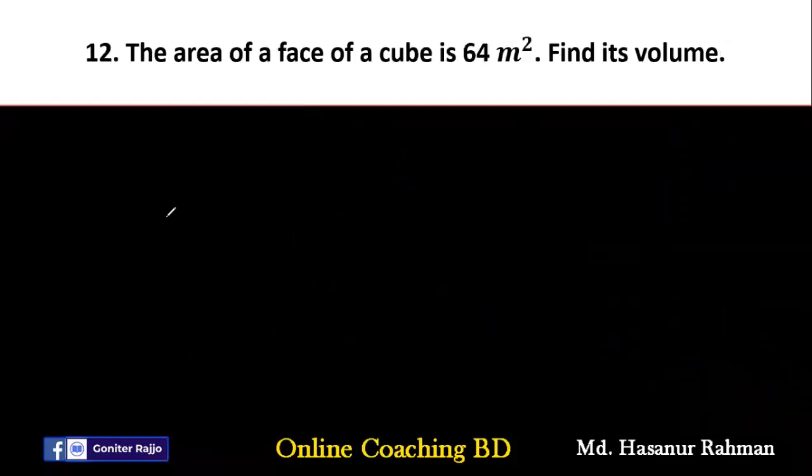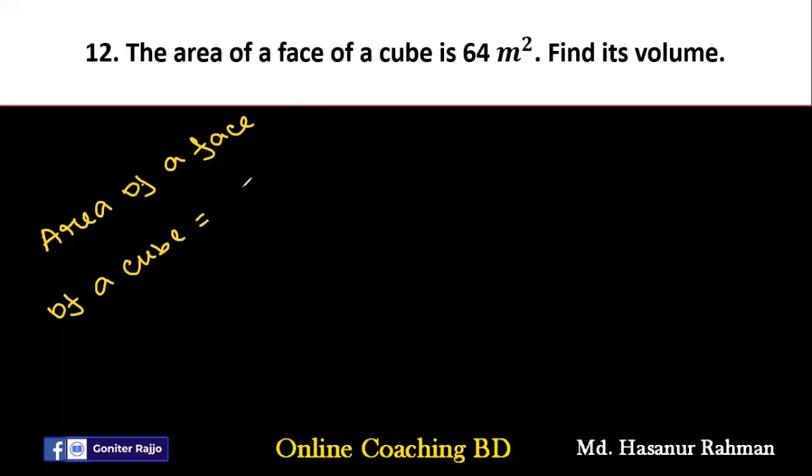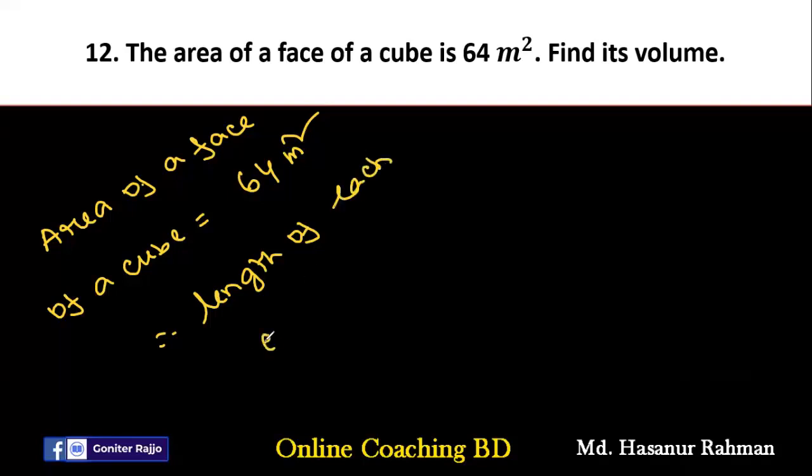Now, number 12. Number 12 says the area of a face of a cube is 64 meters square. Find its volume. So here area is given. So area of a face of a cube is equal to 64 square meter. So what will be the length of each side of the cube? Length of each side will be square root of 64 meter. Square root of 64 will be 8 meter because 8 square is equal to 64.